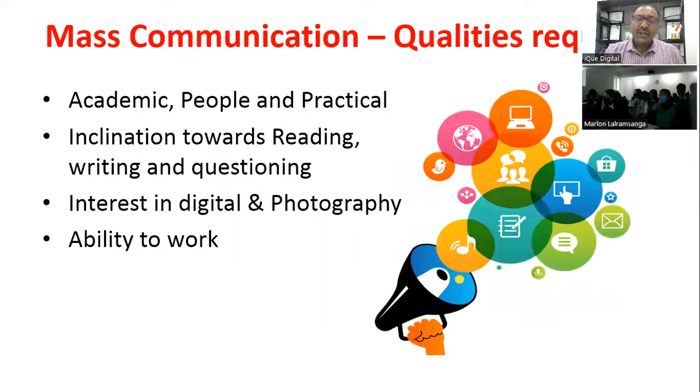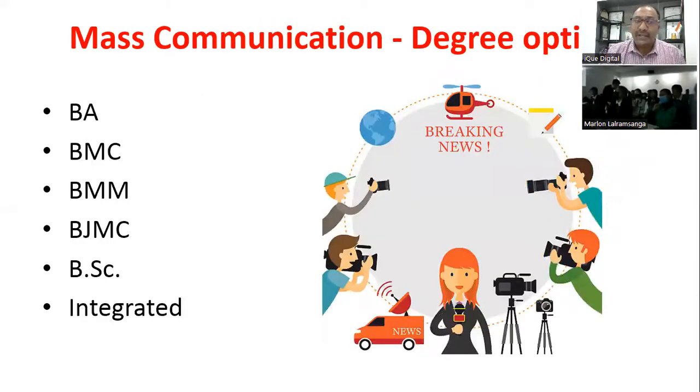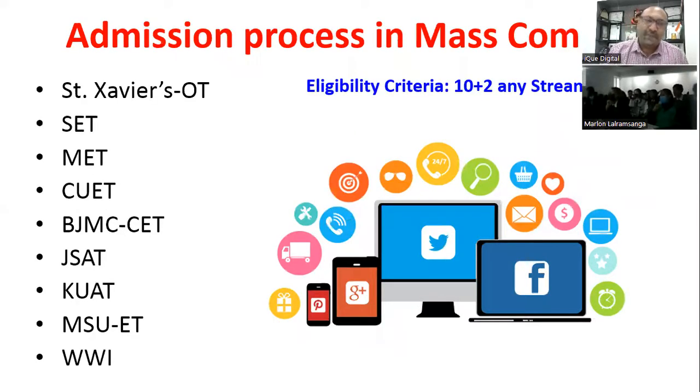Next is mass communication. Again, if you're a combination of academic, people and practical orientation, you have a very strong inclination towards reading, writing, questioning, you have interest in the digital world, photography, filmmaking, and obviously you have the ability to work on different stories, then you can go for a 3-year BA, BMC, BMM, BJMC, BSc, or an integrated 5-year journalism and mass communication program. Eligibility is 10+2 any stream. Most of the universities which are good in India will take students through their own entrance exams. Many other colleges will take students based on 12th marks.